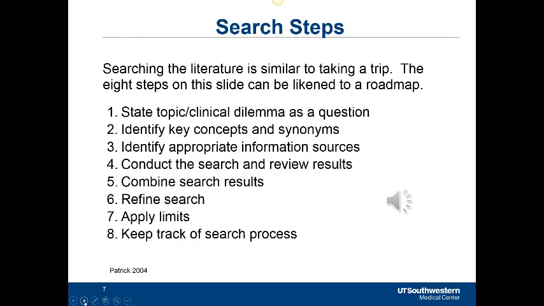Searching the literature is part of an 8-step process. The steps include stating the topic or clinical dilemma as a question, identifying key concepts and synonyms, identifying appropriate information sources, such as databases, conducting the search and reviewing your results, combining your search results if necessary, refining your search if appropriate, applying limiters or limits, and keeping track of your search process.